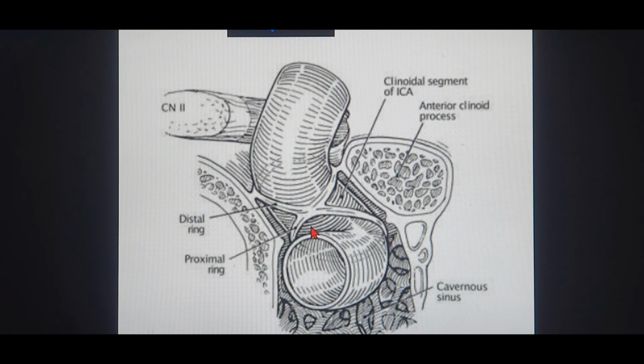So between the two there is ample space, no connection at all anteriorly, but if you look posteriorly, you can see that there is a connection between the two. They are fused posteromedially, and that is the area where the distal and the proximal ring are connected to each other. That is really important to understand. So that is the basic anatomy.